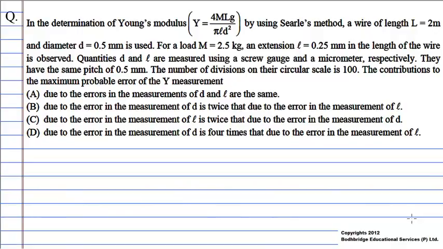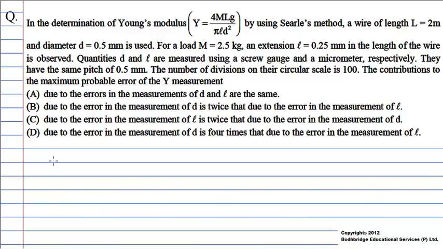In the determination of Young's modulus, Y is equal to 4mLg upon πld², by using Searle's method, a wire of length L equal to 2 meter and diameter d equal to 0.5 mm is used. For a load m equal to 2.5 kg, an extension small l equal to 0.25 mm in the length of the wire is observed.